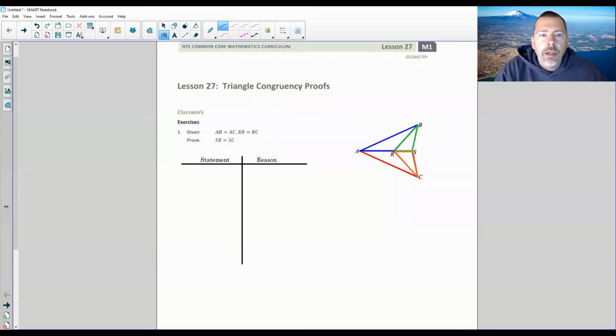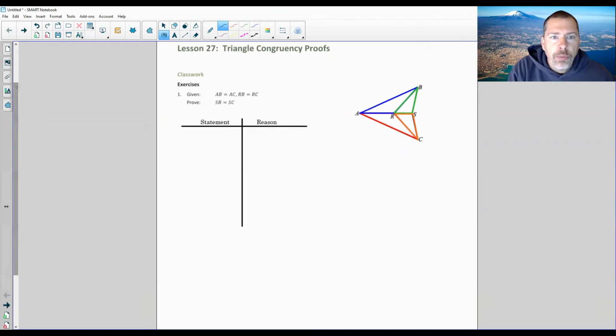Okay, welcome to lesson 27, Triangle Congruency Proofs. So it's more triangle, so if you watch lesson 26, it's more of the same, but different. What are we trying to prove here?